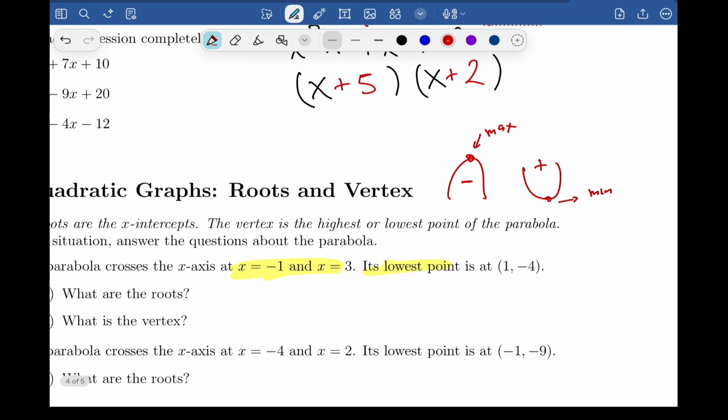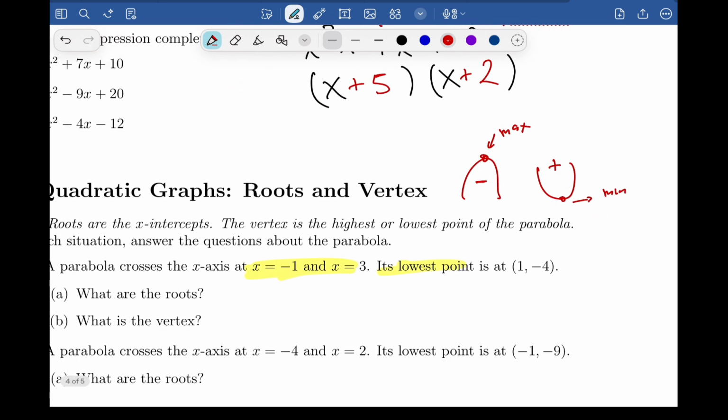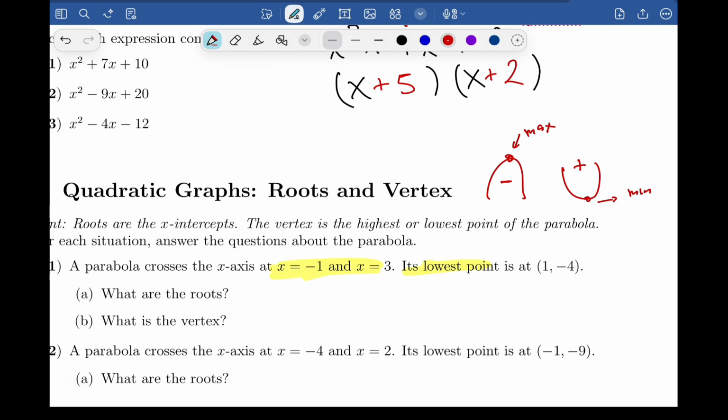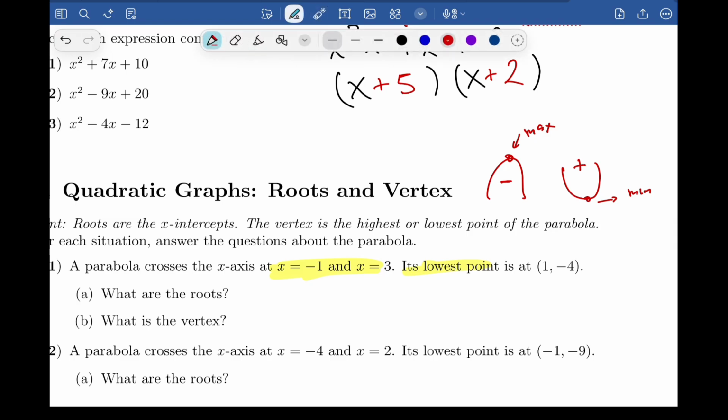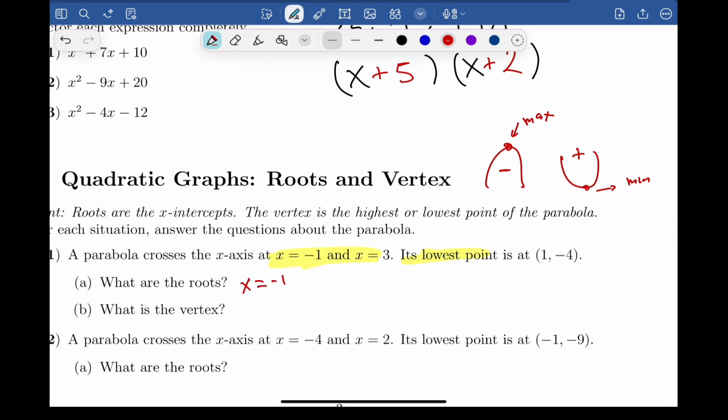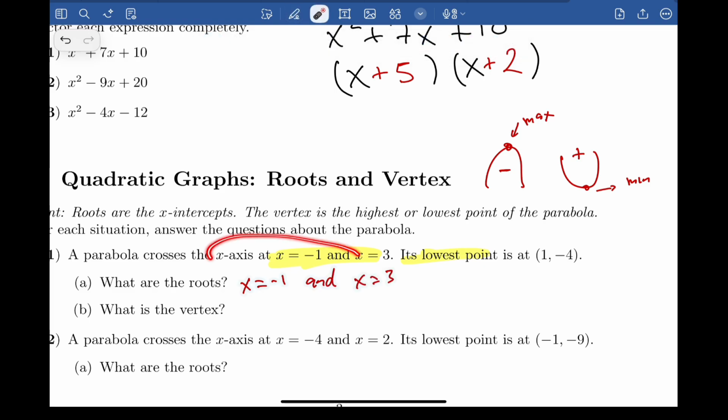Okay, so basically this is something very theoretical, because when we have what are the roots, we need to remember that when the parabola or the function crosses the x-axis, it is the same as roots. We can say zeros of the function, roots, x-intercepts. So what are the roots? Easy peasy, x equals minus 1 and x equals 3. Okay, because the parabola crosses the x-axis, so basically these are the roots or zeros, or solutions.